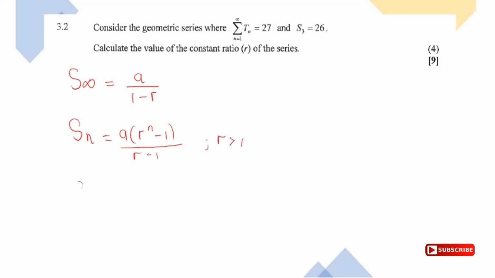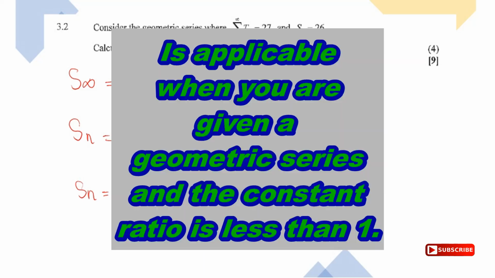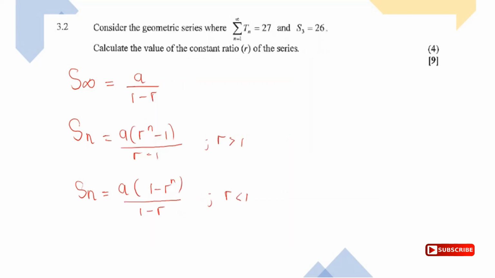And the other formula that you need to remember when you're working with a geometric series is a(1 minus r to the power of n) all over 1 minus r. And this one is applicable if you're given a geometric series and the constant ratio is less than 1. So these are the 3 important equations that you really need to have at the back of your heads when you're working with a geometric series, right?